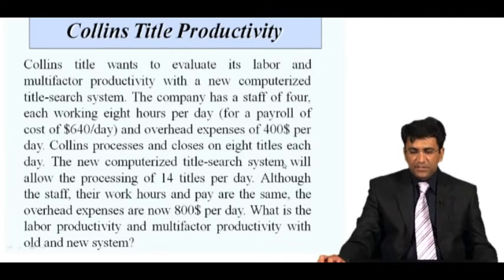Let's see in this particular example what your output is. Collins processes and closes on 8 titles each day. It means 8 titles is your output for the old system, and with the new system he is able to produce 14 titles per day. And what happens with the new system? Its overhead expenses will increase up to $800 per day. So these are the most important pieces of information. We have to put them into the productivity formula.